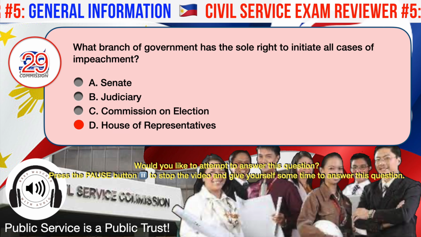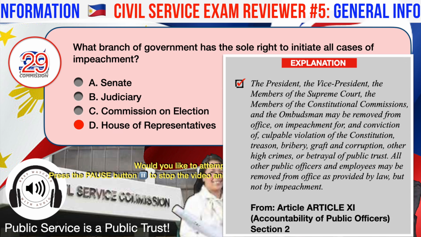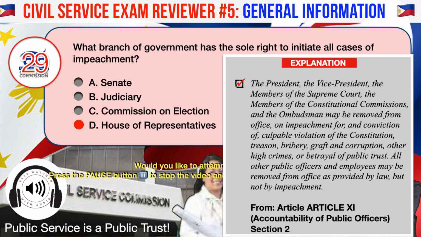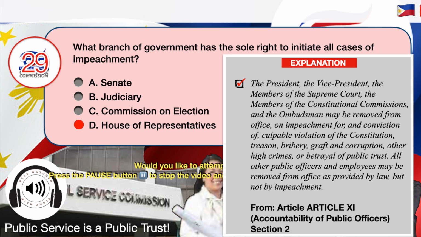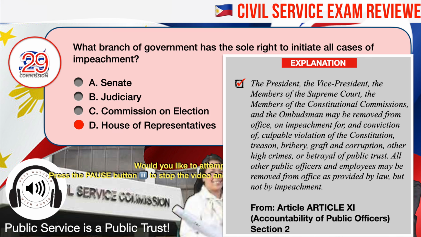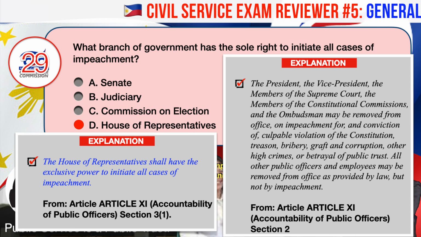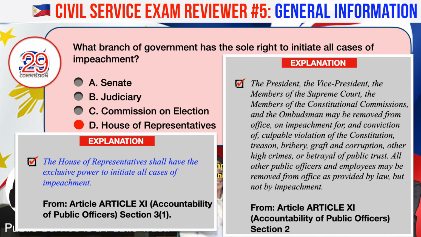House of Representatives. Article 11, Accountability of Public Officers, Section 2, of the 1987 Philippine Constitution states that the President, the Vice President, the members of the Supreme Court, the members of the Constitutional Commissions, and the Ombudsman may be removed from office, on impeachment for, and conviction of, culpable violation of the Constitution, treason, bribery, graft and corruption, other high crimes, or betrayal of public trust. All other public officers and employees may be removed from office as provided by law, but not by impeachment. And then Section 3 Paragraph 1 declares that the House of Representatives shall have the exclusive power to initiate all cases of impeachment.